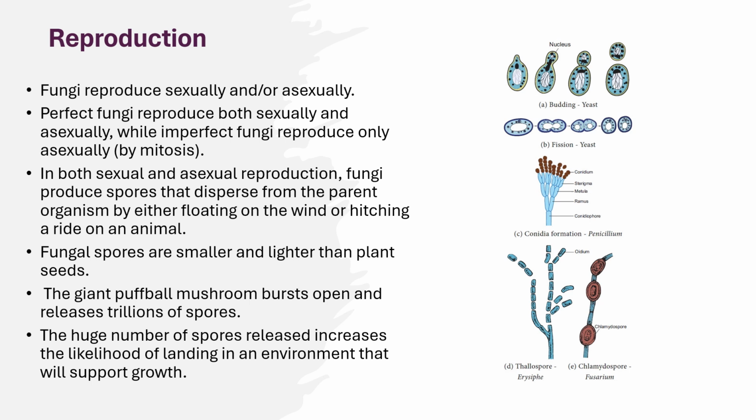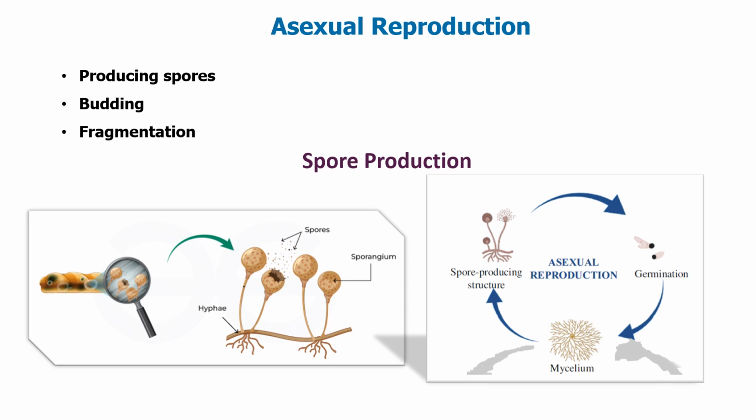These fungal spores are smaller and lighter than plant seeds. The giant puffball mushroom bursts open and can release trillions of spores. The huge number of spores released increases the likelihood of landing in an environment that will support the growth of the fungi. Asexual reproduction. Fungi can reproduce asexually in a number of ways, including spore production, budding, and fragmentation.